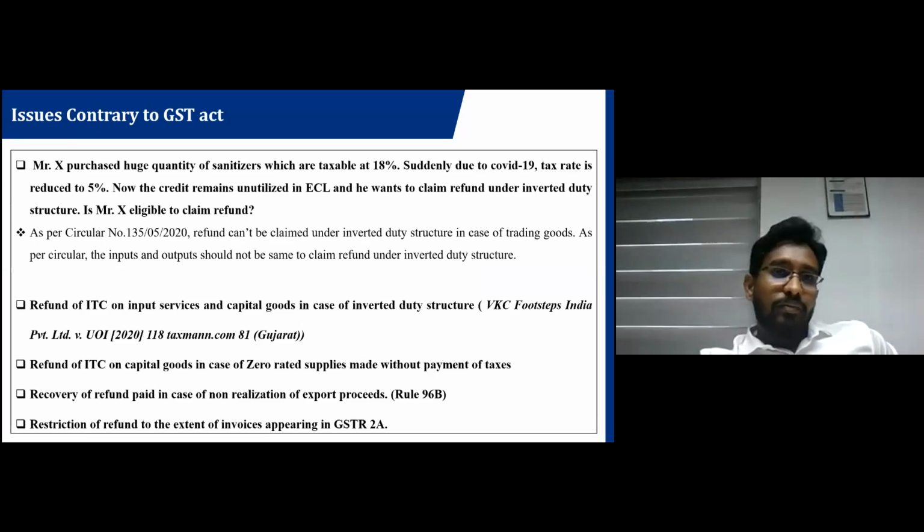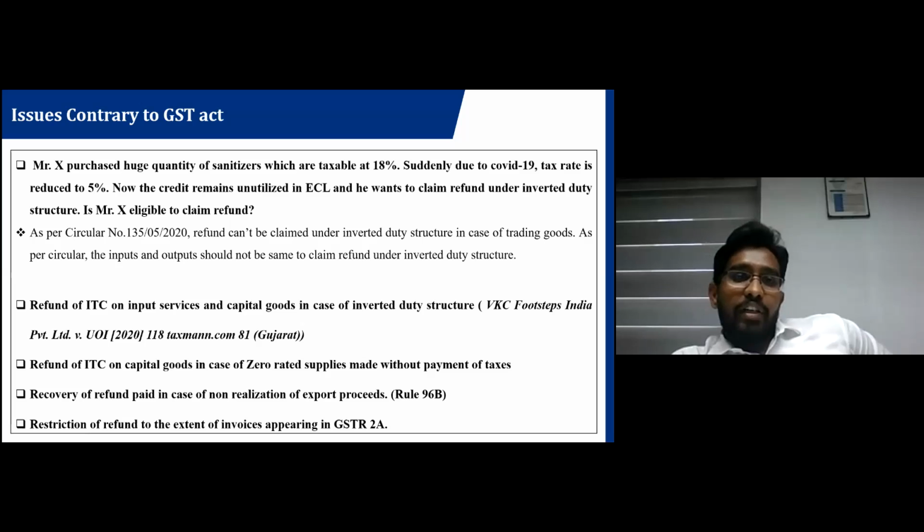Next, Mr. X purchased a huge quantity of sanitizers which are taxable at 18%. Suddenly, due to COVID-19, the tax rate reduced to 5%. Now the credit remains unutilized in the ECL and he wants to claim refund under inverted duty structure. It's clear. I have purchased the sanitizers at 18% and I am supplying the same sanitizers at 5%. Therefore, I can claim refund under inverted duty structure as the tax on inputs is higher than tax on output.